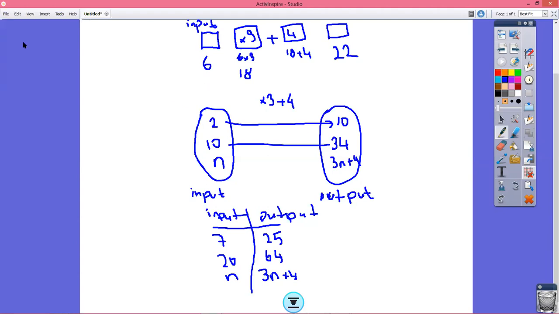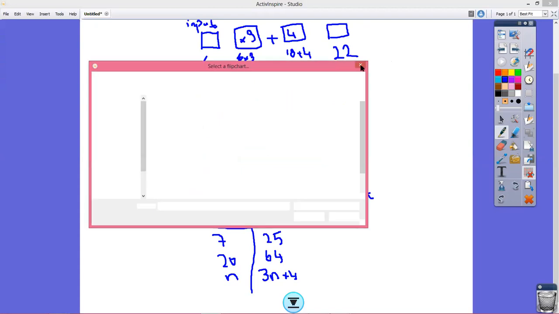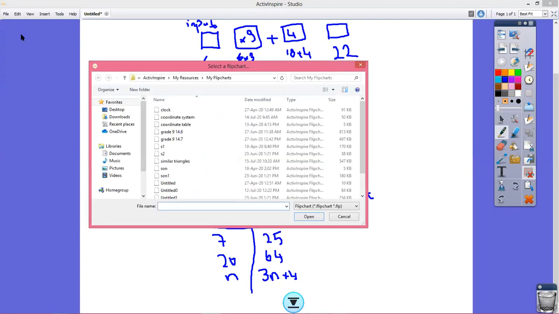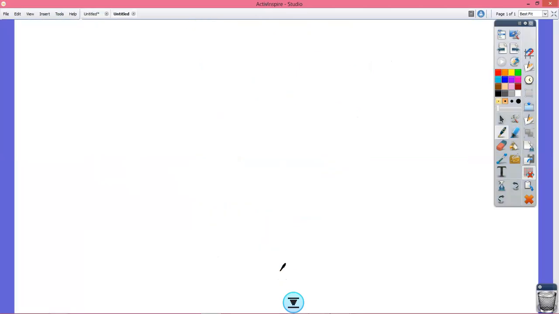Here we have another example, another function. Let's say it's multiplying by 5 and subtracting 2. Let's solve this example. Okay, it's multiplying by 5 and subtracting 2.